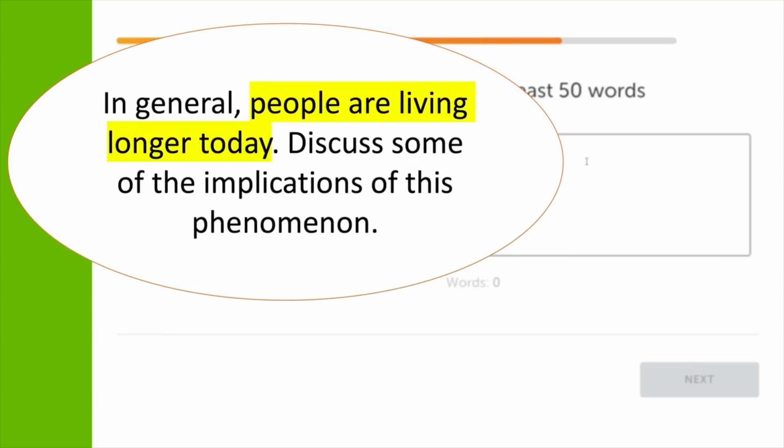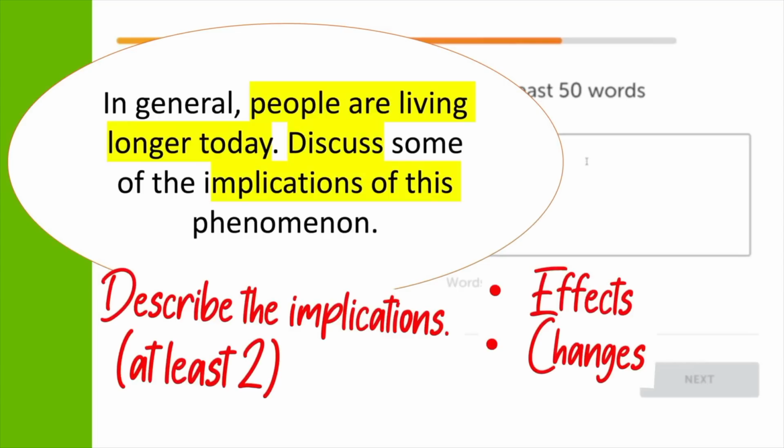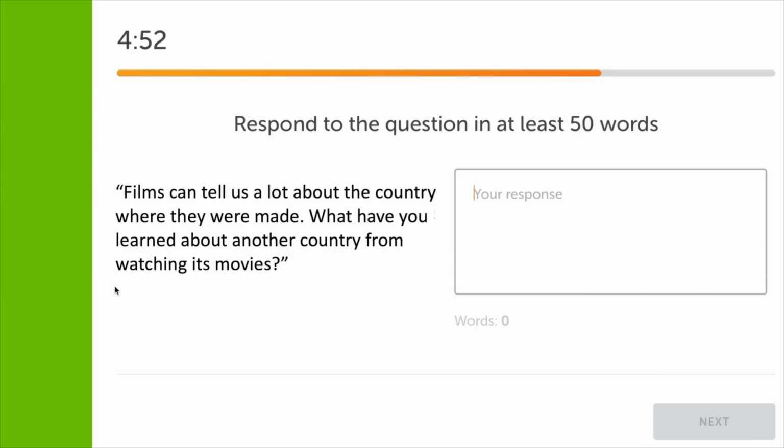So here you need to think about either the effects or changes that this phenomenon, people living longer, has on society. And you have to describe them. So for this, I think you should describe at least 2 implications and provide examples or further information to support your ideas. Here is the third example.